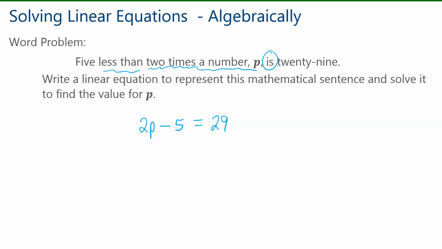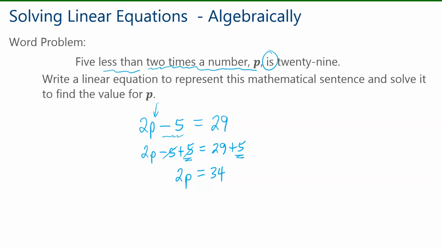We now need to solve. The variable is on the left-hand side. We need to deal with the -5 part first. Our b value here is 5. The opposite of subtracting 5 is to add 5. And what I do to the left-hand side, I must do to the right-hand side. So we have added 5 to both sides. That will get rid of the -5. We're left with 2p. 5 and 29 gives us 34.